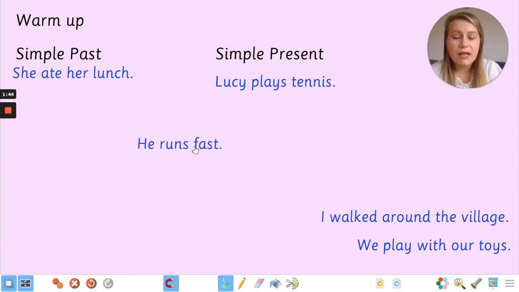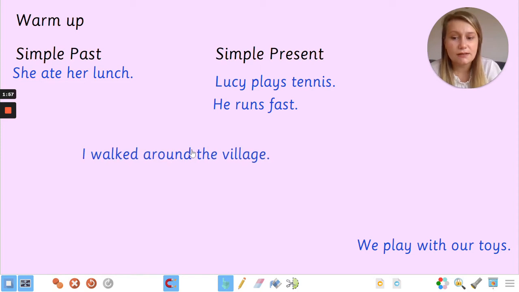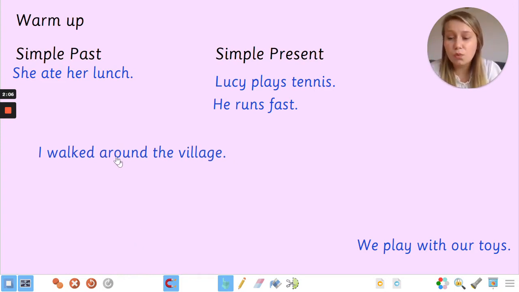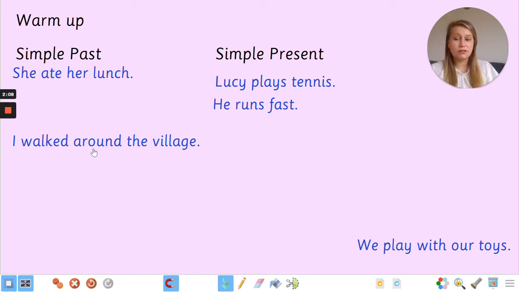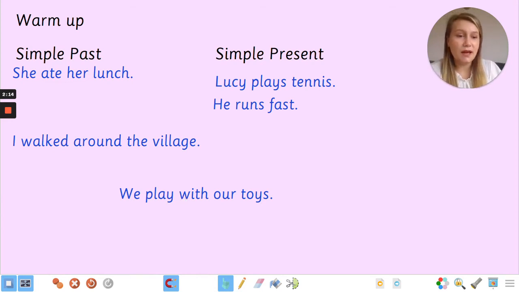Well done. He runs fast. Simple past or simple present? Simple present, fantastic. And you can see the verb runs. That's telling us that it is a simple present tense sentence. I walked around the village. Simple past or simple present? Simple past, well done. Walk was the verb, it was written with the ed, so it was the past tense form of that verb.